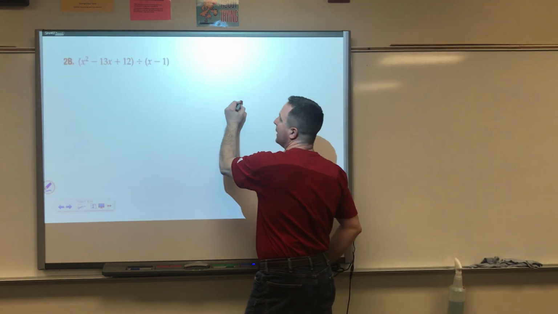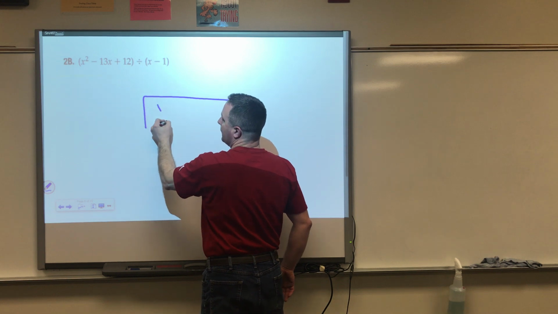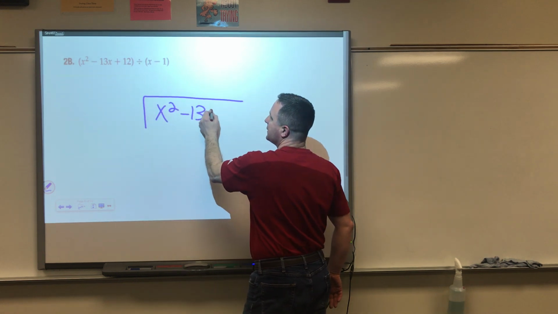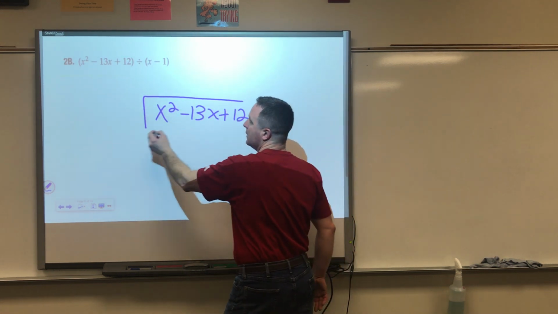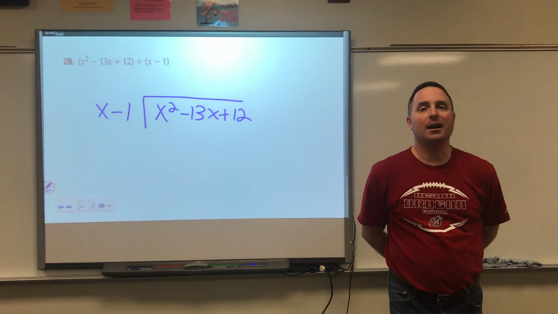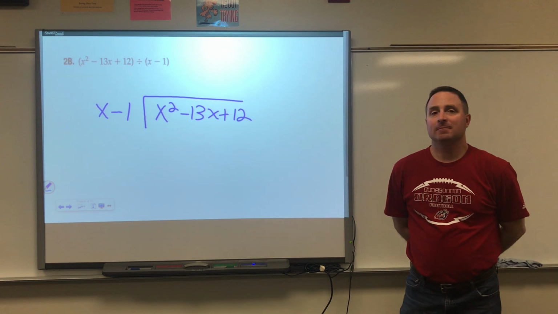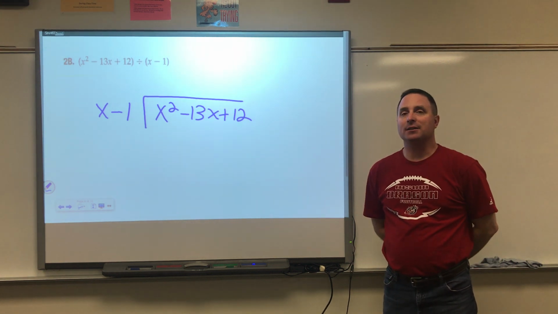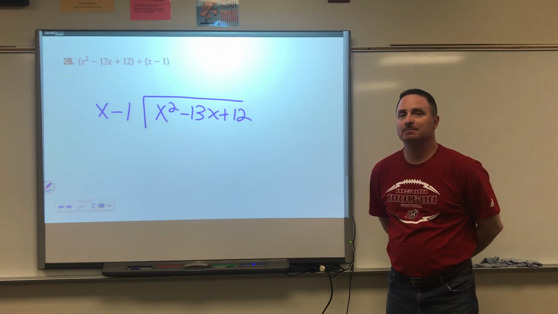Okay, let's try one more here. Actually, I want you to try this one by yourself once. I'll help you rewrite it. x squared minus 13x plus 12 divided by x minus 1. See if you can push pause here for a second. Take a minute and see if you can try this one by yourself, and then unpause and we'll go through it together. Ready, set, go.